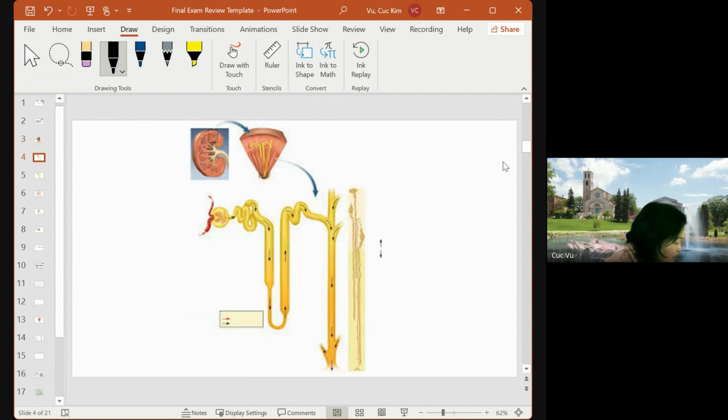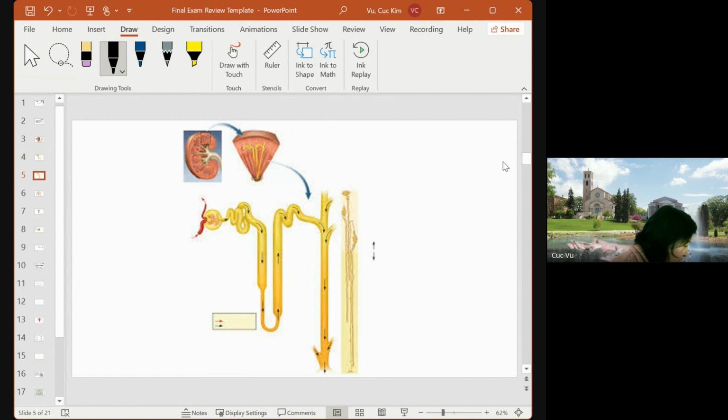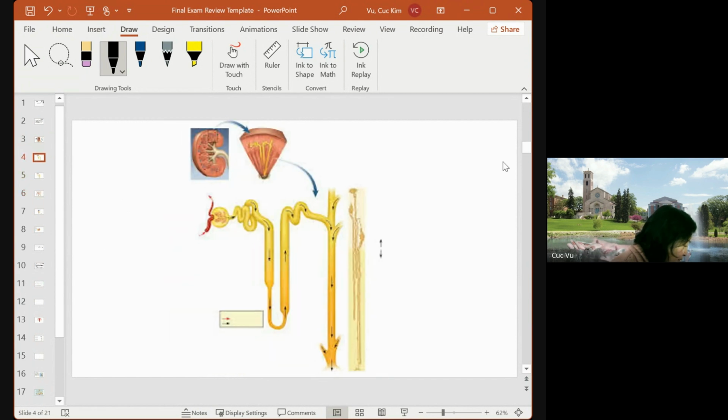Okay, so here we're going to talk about when we dissect the kidney in half. This is what you would see. And then superimposed on it is the functional unit of a kidney, which is the nephron. So that's what we'll cover. So let's start with the kidney itself.